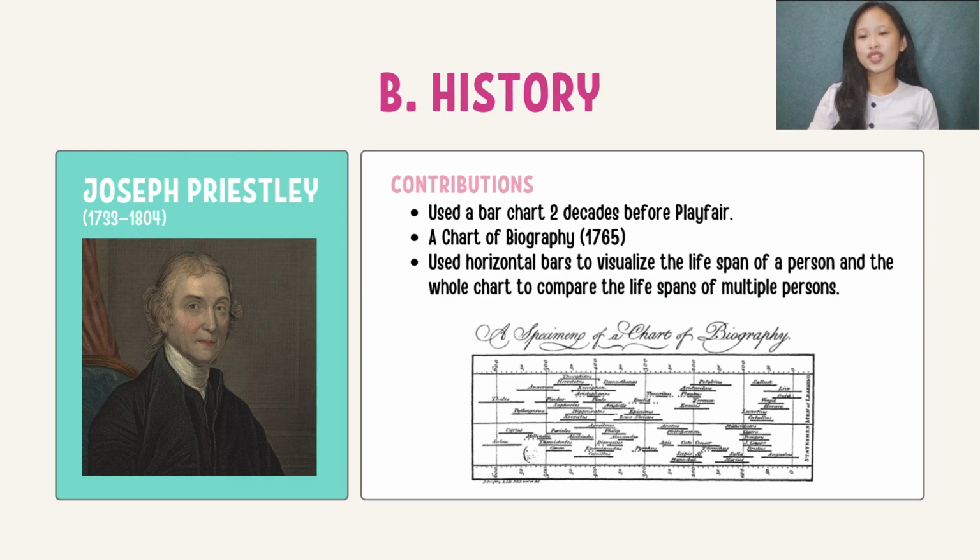Next, we have Joseph Priestley, an English polymath. He is known for his contributions to chemistry, theology, and education. In 1765, Priestley designed a chart of biography as a visual aid for his lectures on history and general policy. His chart utilized horizontal bars to represent the lifespan of individuals, allowing for easy comparison between different historical figures. Priestley's innovative approach to data visualization marked another milestone in the evolution of bar graphs.